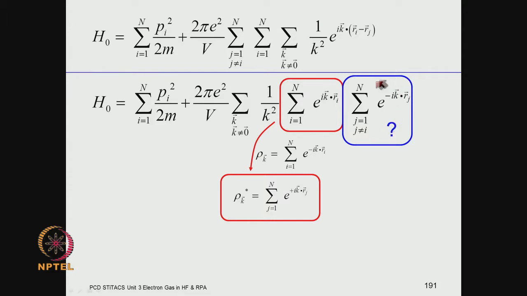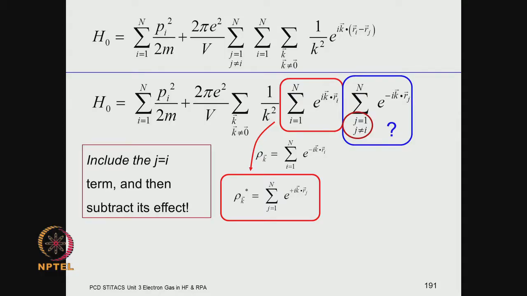So, what do we do? If you want to find a term corresponding to the charge density over here, then put in the value for j equal to i, which will make it look like the Fourier component of the charge density. But having put it in, subtract it as well. So, it is like adding and subtracting a term. Okay? We have to take care of the fact that this summation excludes j equal to i. So, we first include the term j equal to i and then subtract its effect. It is a very simple technique that we always use in carrying out analysis.